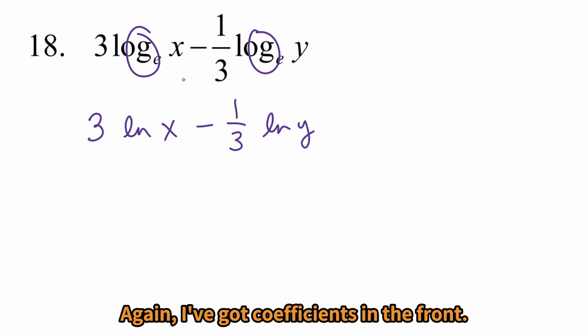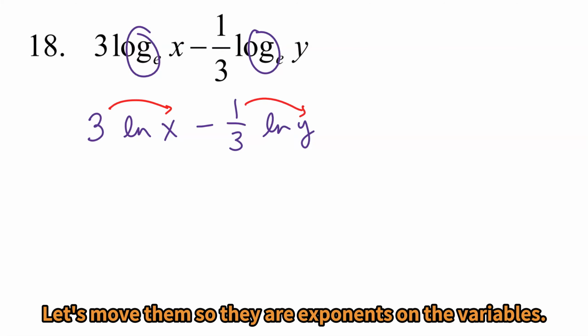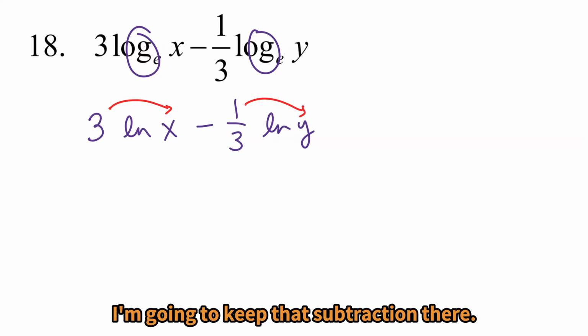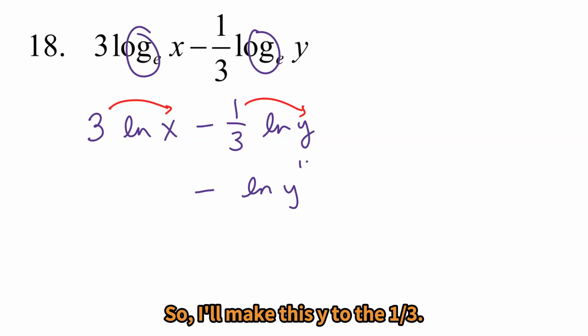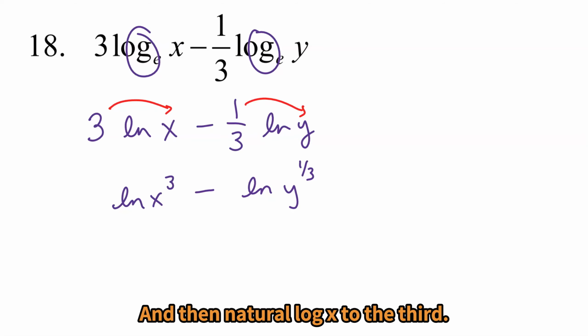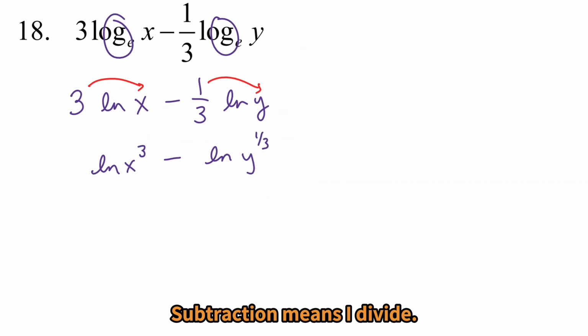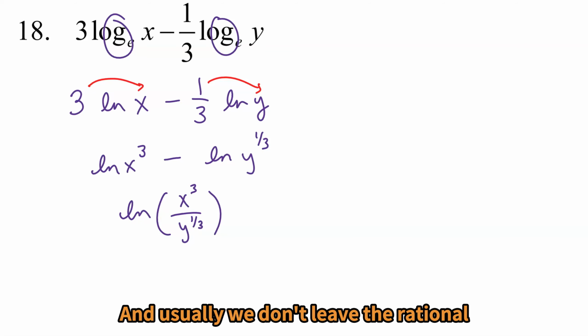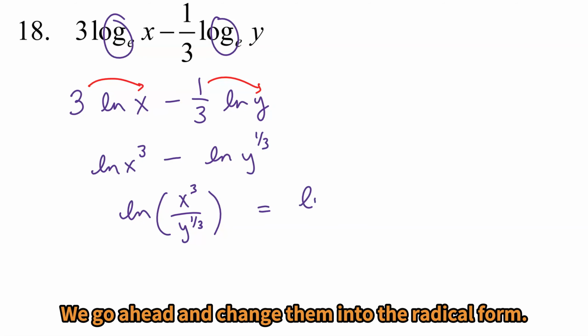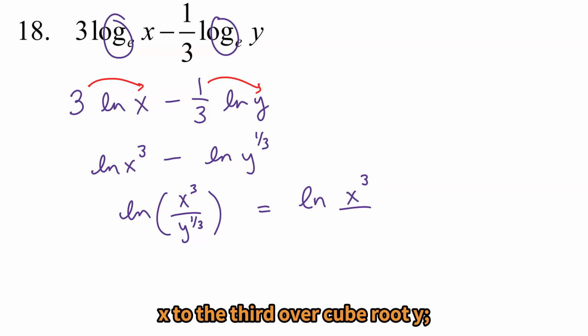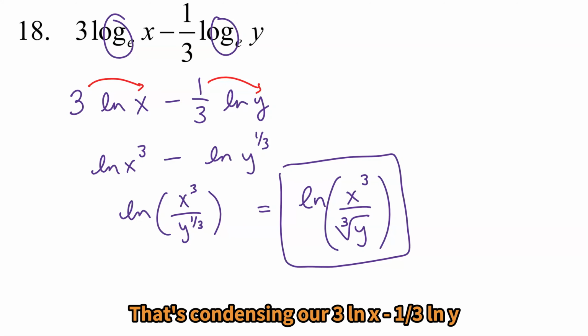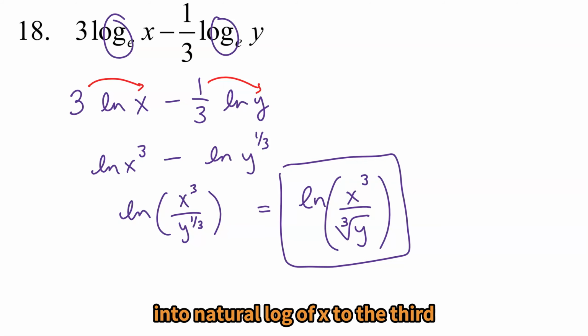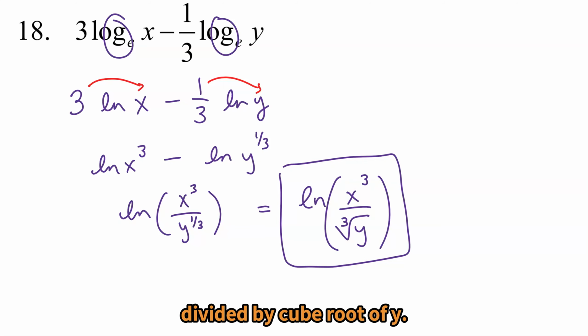Again, coefficients in the front, let's move them so that they are exponents on the variables. I'm going to keep that subtraction there. So I'll make this y to the 1/3, and then natural log of x to the third. Subtraction means I divide, x to the third over y to the 1/3. And usually we don't leave the rational exponents like that. We go ahead and change them into the radical form. x to the third over cube root y. And we're going to take the natural log of that. That's condensing our 3 natural log x minus 1/3 natural log y into natural log of x to the third divided by cube root of y.